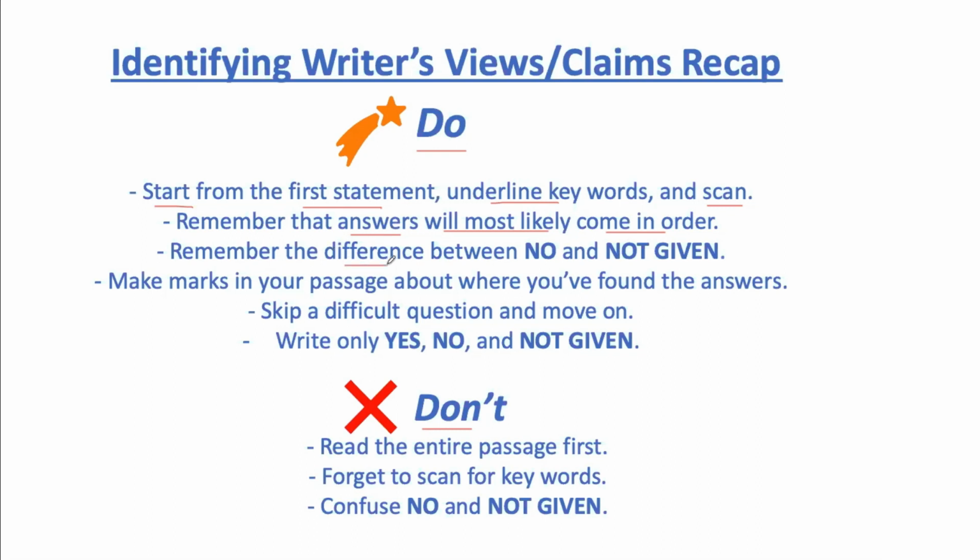Also, remember the difference between no and not given. If you get confused, go ahead and watch our example in the beginning of this lesson. But no basically contradicts information in the passage, and not given doesn't have anything to do with the information in the passage. They're not directly related, nothing contradicts or proves those statements.